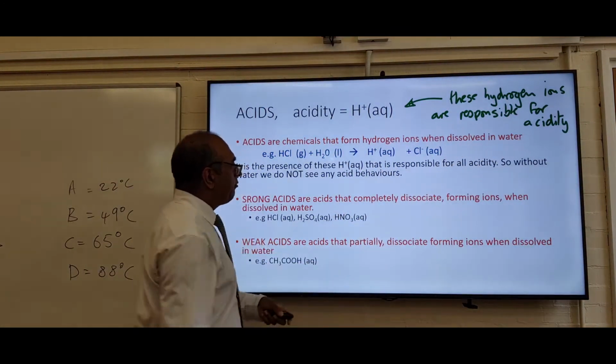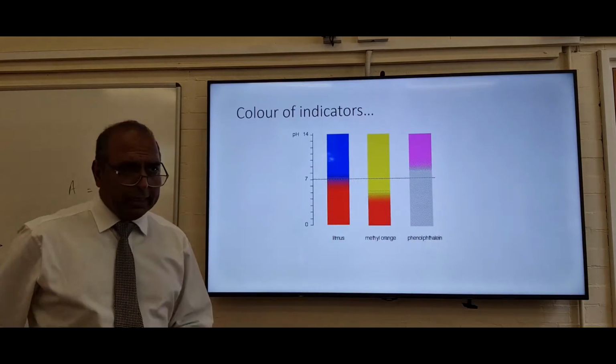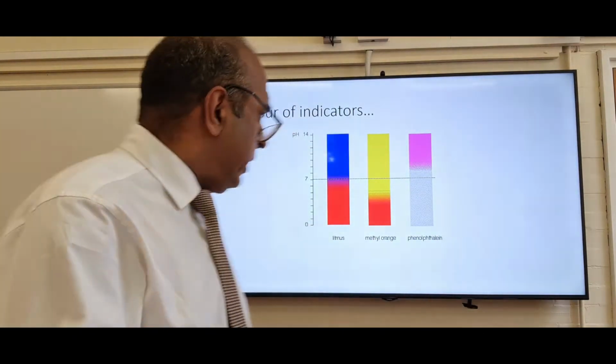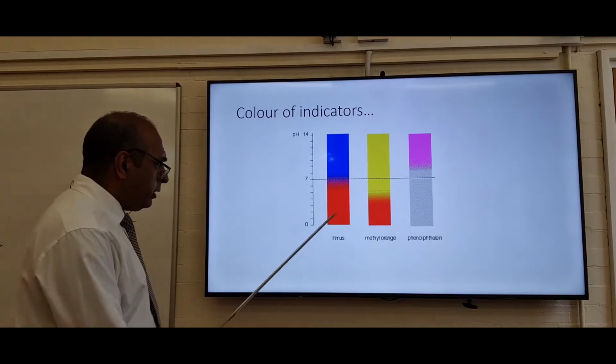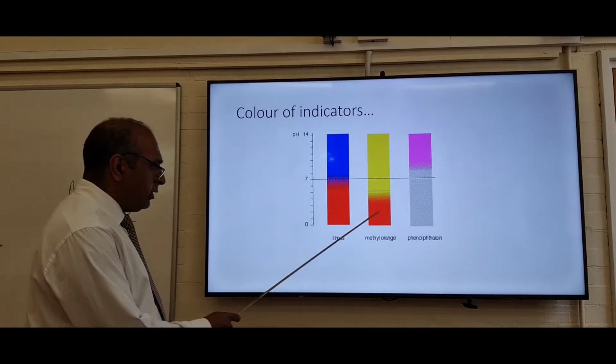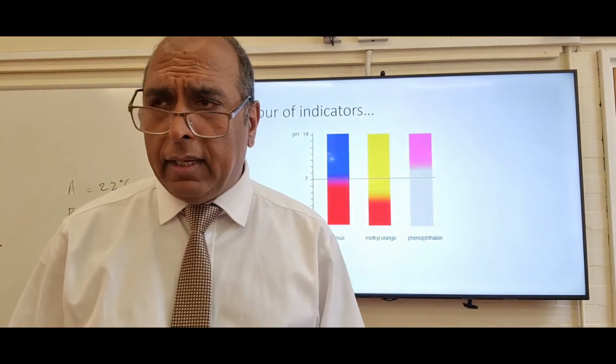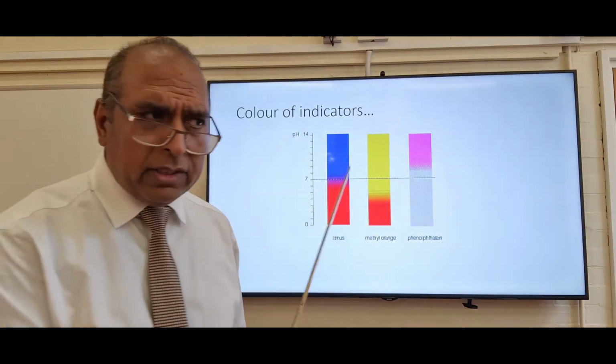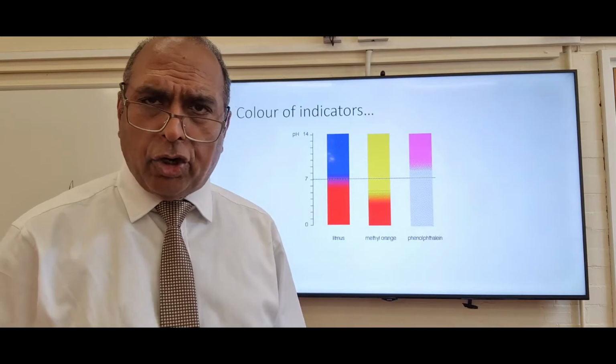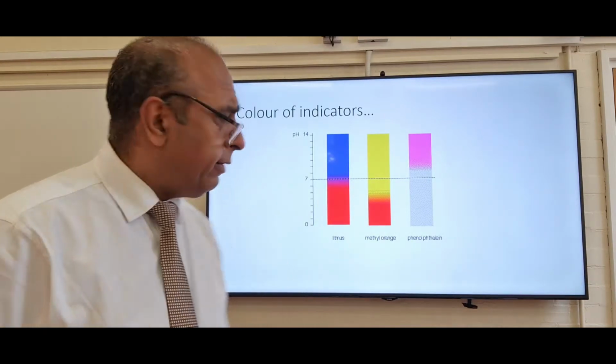These are responsible for acidity. I've said that. Now, 4 indicators you need: litmus, methyl orange, phenolphthalein, and I would say universal indicator as well. I've got them here to show you, but this diagram gives you the colours in a really nice way.